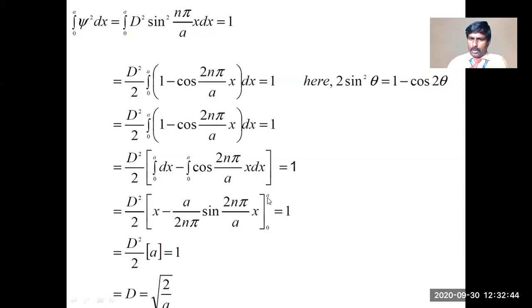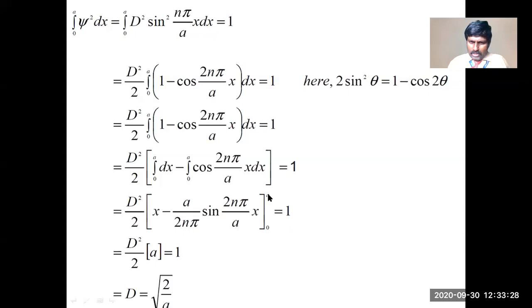After integration, if you apply the lower and upper limits, you get x minus a by 2 n pi sine 2 n pi by a into x. Cos, if you integrate, you will get sine, and 2 n pi by a will become a by 2 n pi. So we know integration of cos and differentiation of these things. If you know this simple formula, we can solve this D value. Now this entire thing is equal to 1.